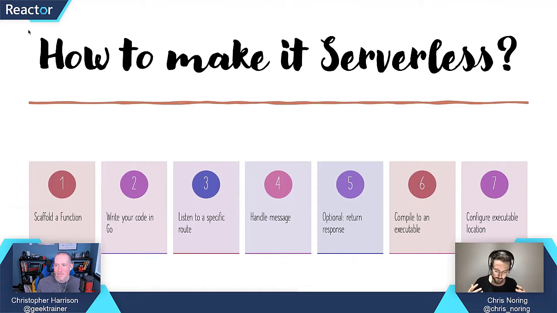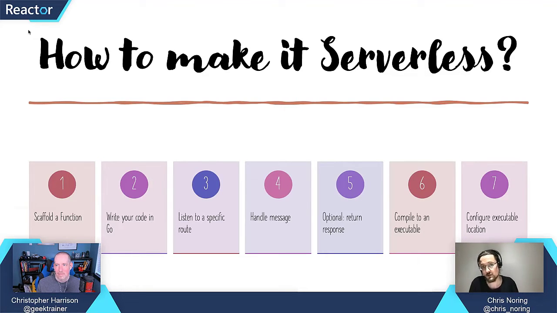Well, if you've ever scaffolded a function before in Azure Functions, you know that as part of what you do is to first scaffold up a function app. Once you have a function app, you want to scaffold up a function because you have n number of endpoints in that function app. So there's no difference here when it comes to using custom handlers and using Go. So you scaffold up a function and you author your code in Go. That's the second step. And then you try to listen to a specific route.